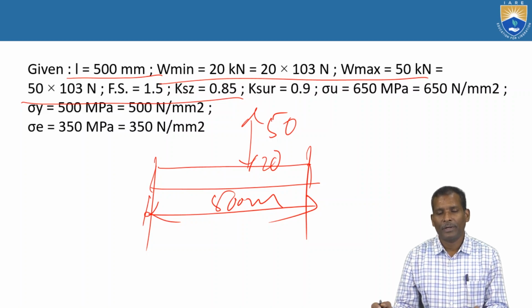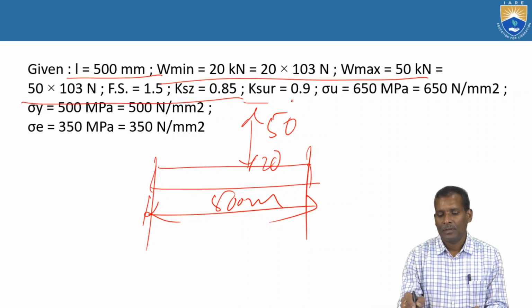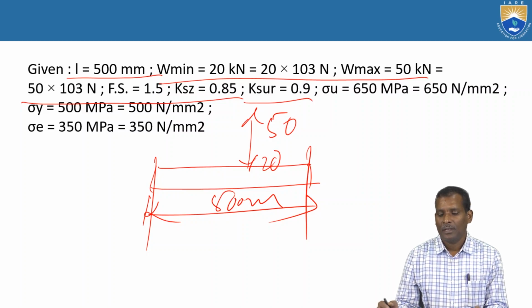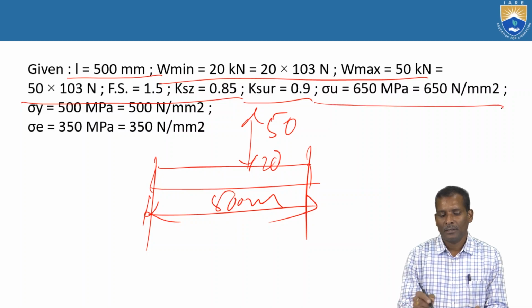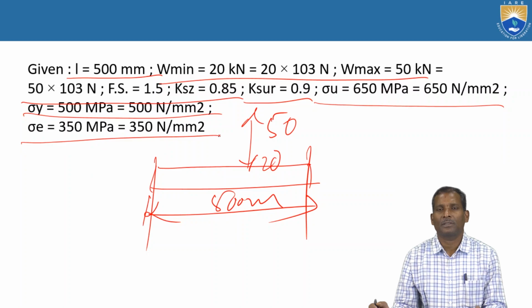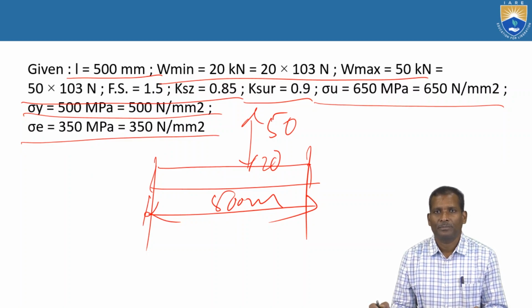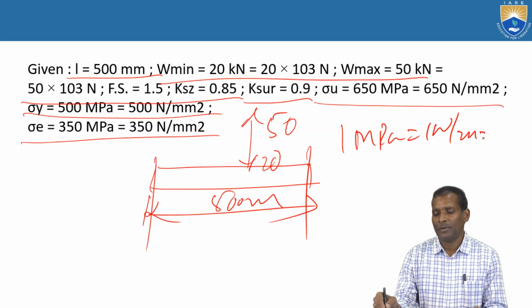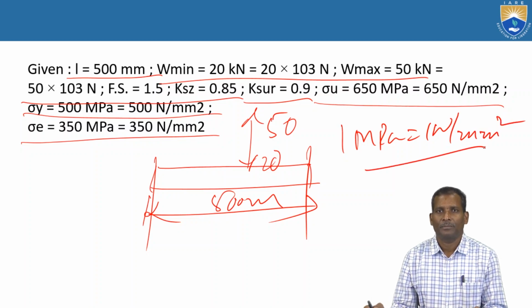Size factor 0.85. Surface finish factor 0.9. The ultimate strength and yield strength values are given in megapascal. Convert into Newton per mm square. 1 megapascal is equal to 1 Newton per mm square.